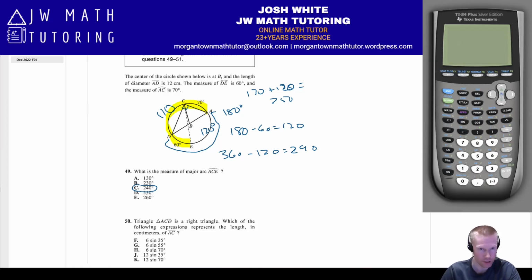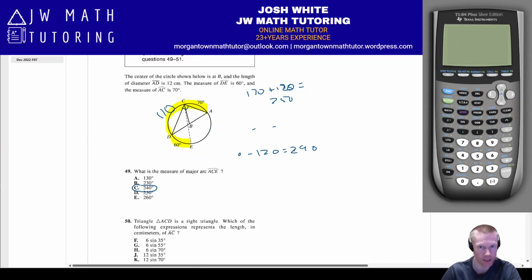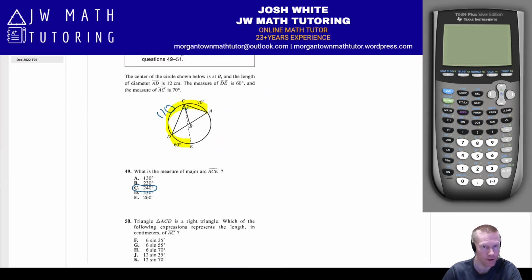Now, alternately, you actually don't even need to do all that because, as I mentioned earlier, if you recognize, let me just erase all this, if you recognize that AD is a semicircle, then that means this total arc here from A to D is 180 degrees, obviously. So therefore, this whole thing's 180, and then you add 60, and that gives you 240 as well. Okay, so that's an alternate way to think about it or to figure it out.